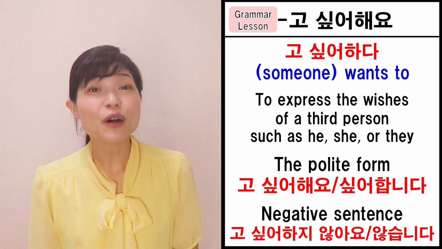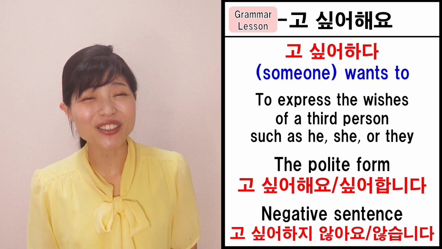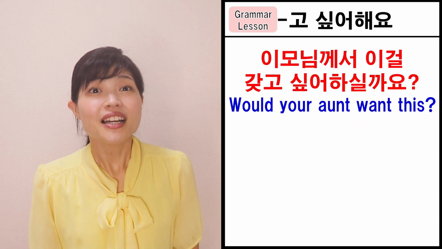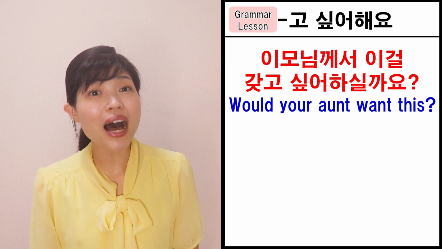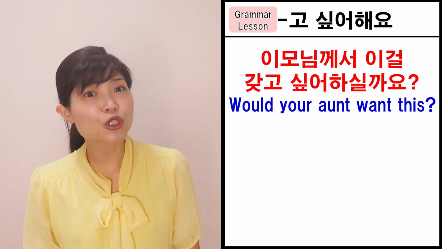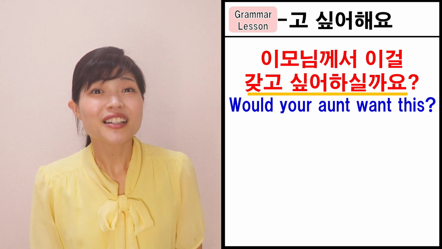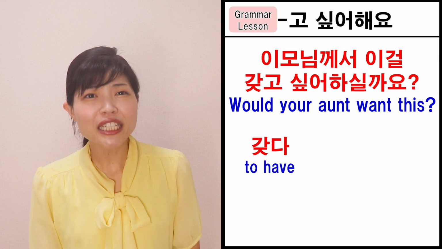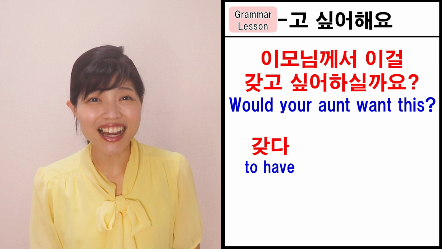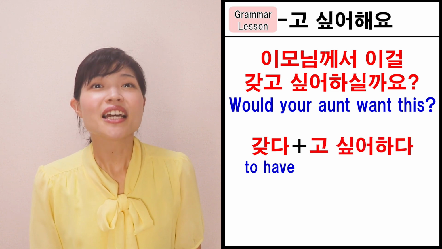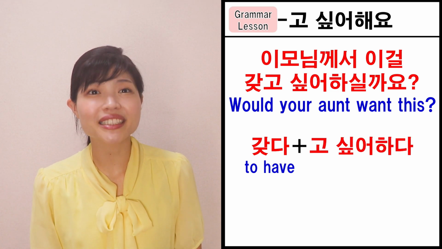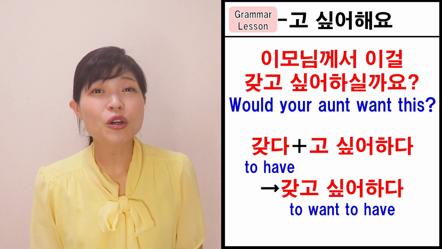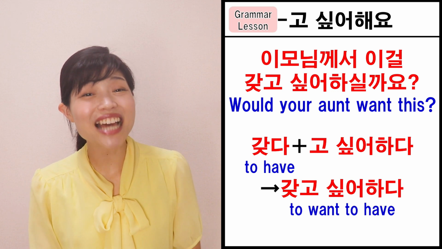Okay? Now, let's take a closer look through the examples in the conversation. 이모님께서 이걸 갖고 싶어 하실까요? Would your aunt want this? Here, let's focus on 갖고 싶어 하실까요? The dictionary form is 갖다, to have. You add 고 싶어 하다 to the stem to make 갖고 싶어 하다, to want to have.